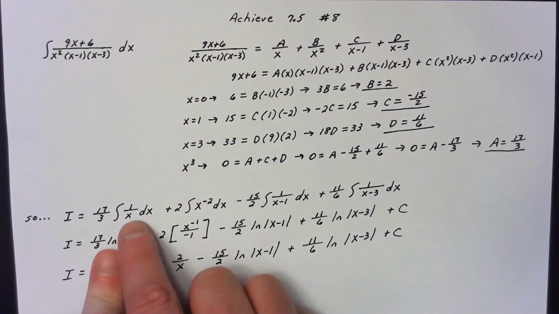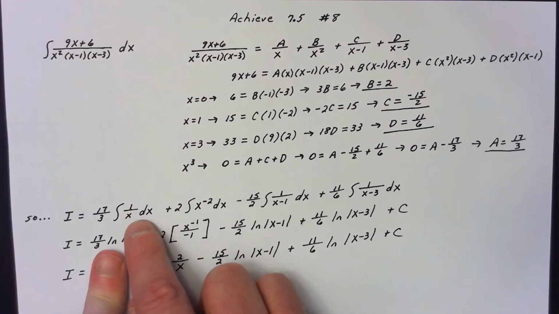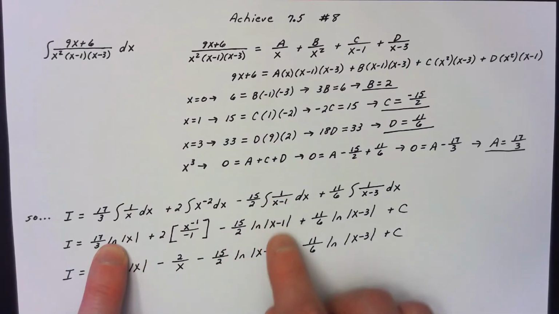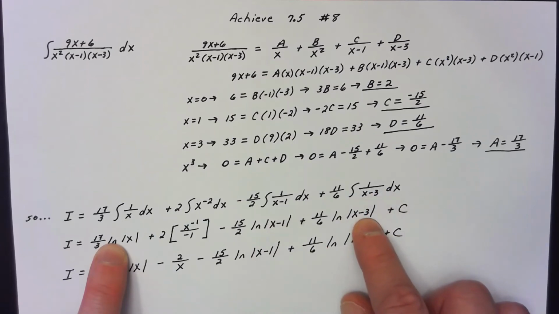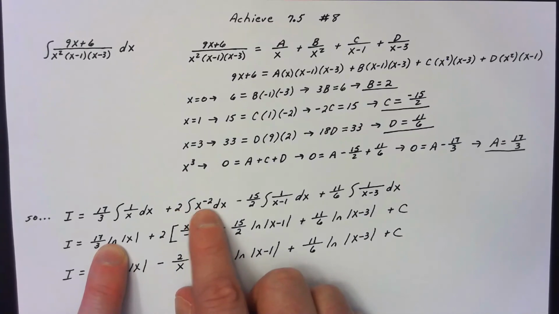Now, all of these that have the derivative of the denominator in the numerator, we can say it's just the natural log of the absolute value of the denominator. So most of those are super easy. This one's not bad either. You just have to remember it's not a natural log function because the denominator was x squared.